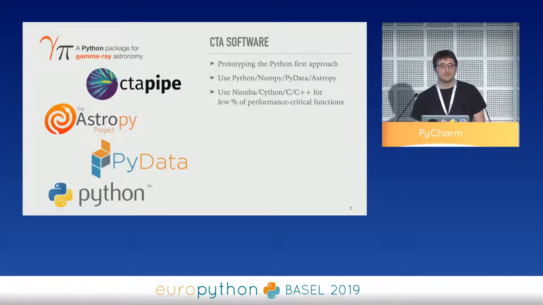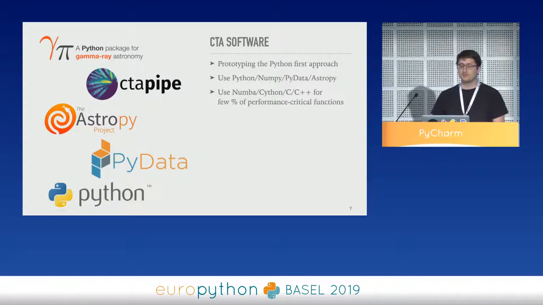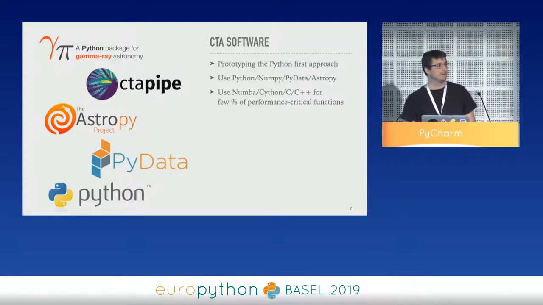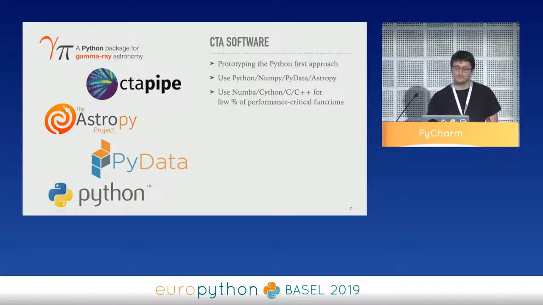For the CTA software, we're prototyping it using this Python-first approach, and you see the stack, it's based on Python and then the PyData ecosystem. So you have NumPy, SciPy, and so on. In astronomy, we also have AstroPy, which is the base library which contains the standard data formats and time handling, coordinates handling, and so on for astronomers. And then on top of this, we can implement the gamma ray analysis software.